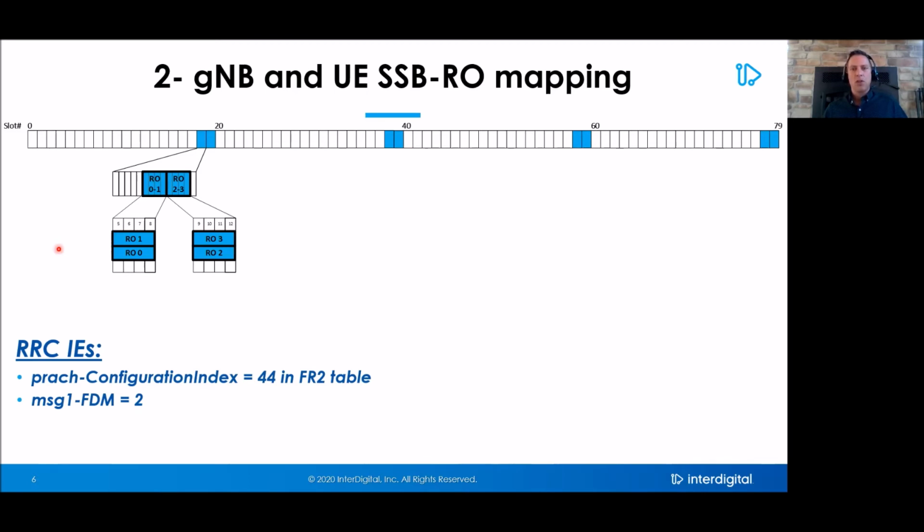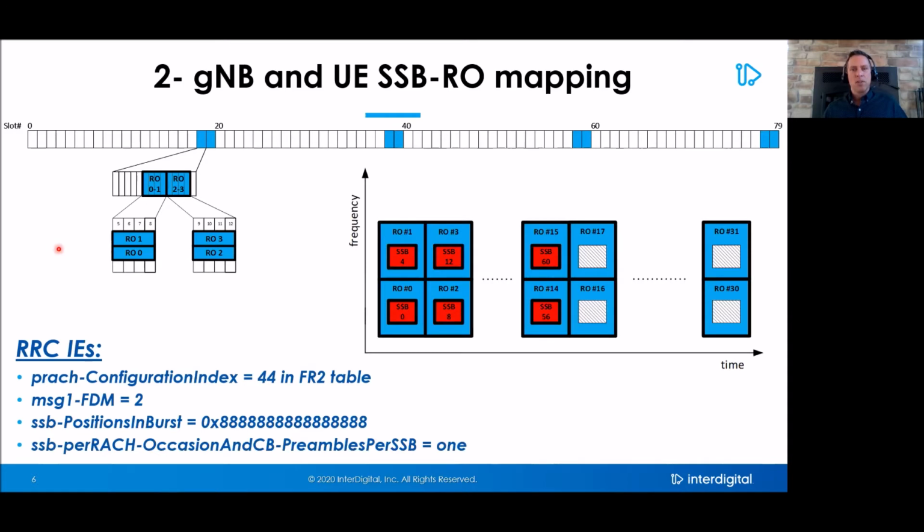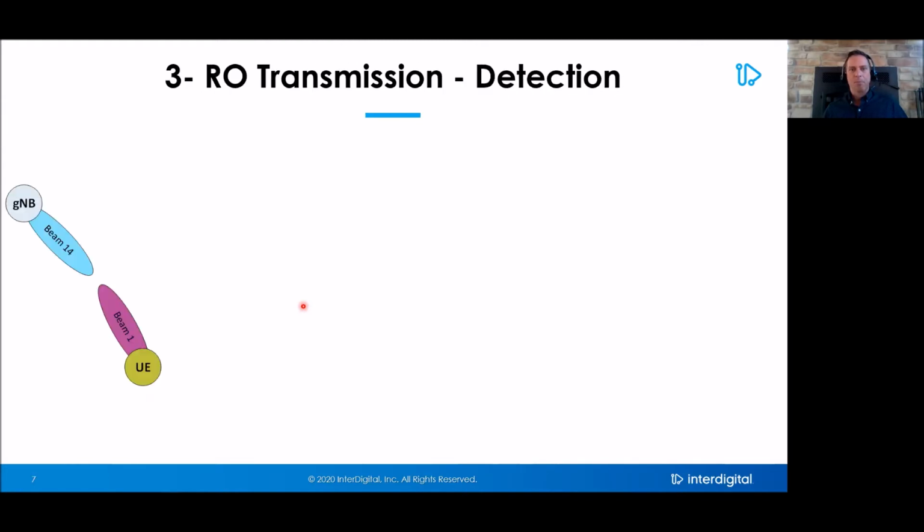Finally, a combination of the SSB positions in burst and the SSB per RACH occasion information elements will allow mapping each transmitted SSB to a specific RACH occasion following an extensive set of rules that won't be covered here.